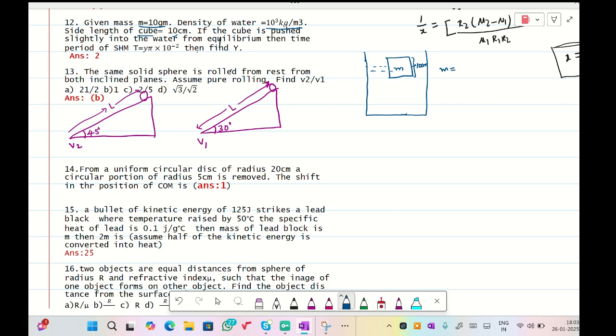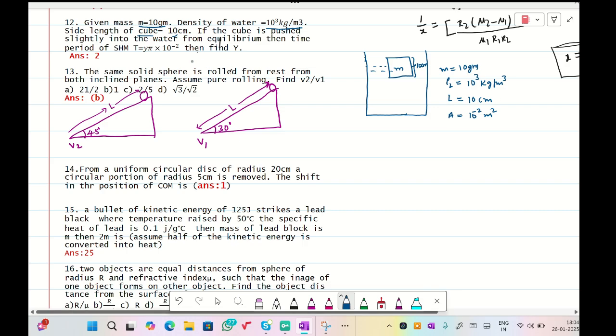Mass is equal to 10 grams, and the density of water liquid is equal to 10 cube kg per meter cube, and the side length is equal to 10 centimeters, given, and it is a cube. Therefore, area is equal to 10 into 10, 100, 10 to the power minus 2 meter square will come as area. So afterwards we'll convert.